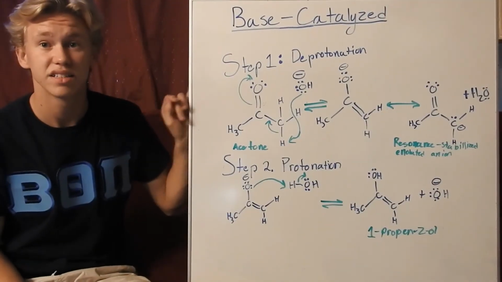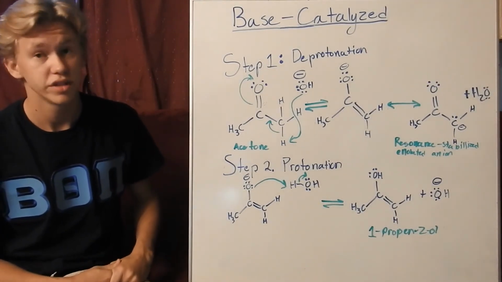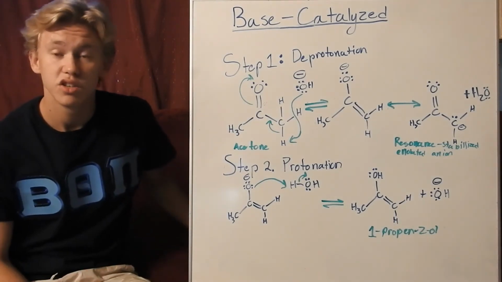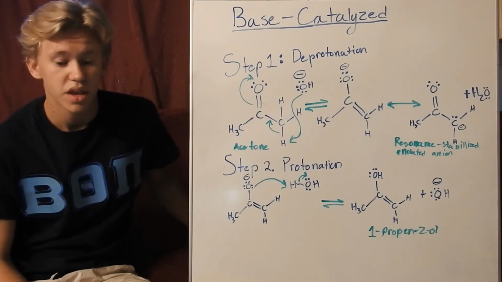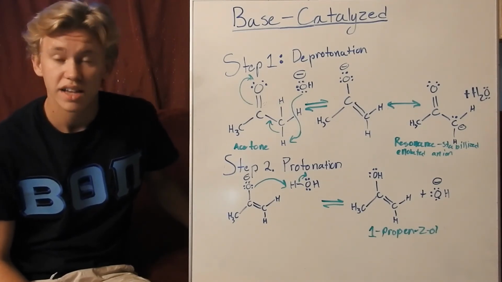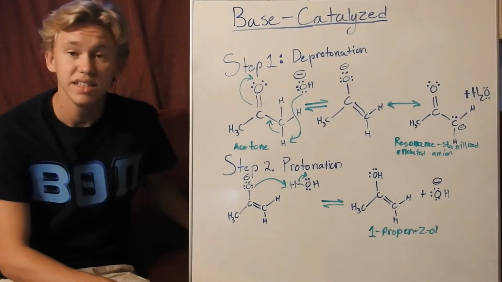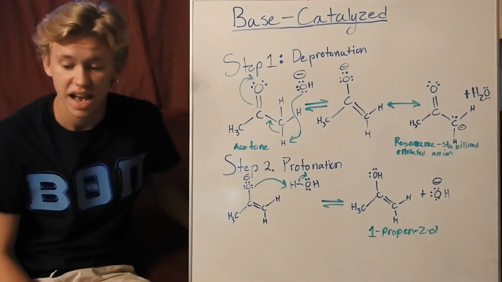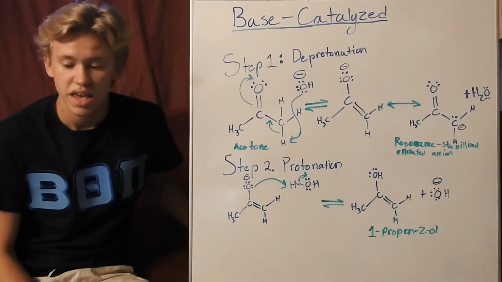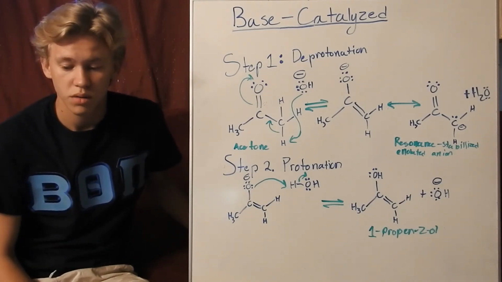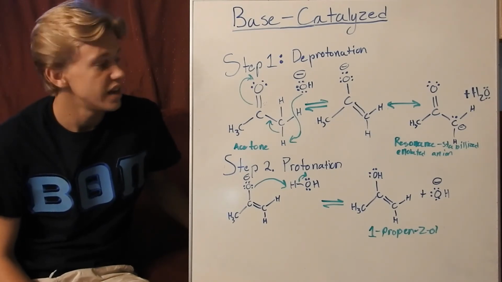Next, we have base catalyzed tautomerization. In step 1, we have deprotonation, which precedes protonation. The first step involves the use of a hydroxide ion to deprotonate the acetone, thus forming water, as well as the resonance-stabilized enolate anion. For the second step, water acts as an acid to protonate the enolate anion, and results in the creation of a 1-propene-2-ol and regenerates the catalyst hydroxide ion.